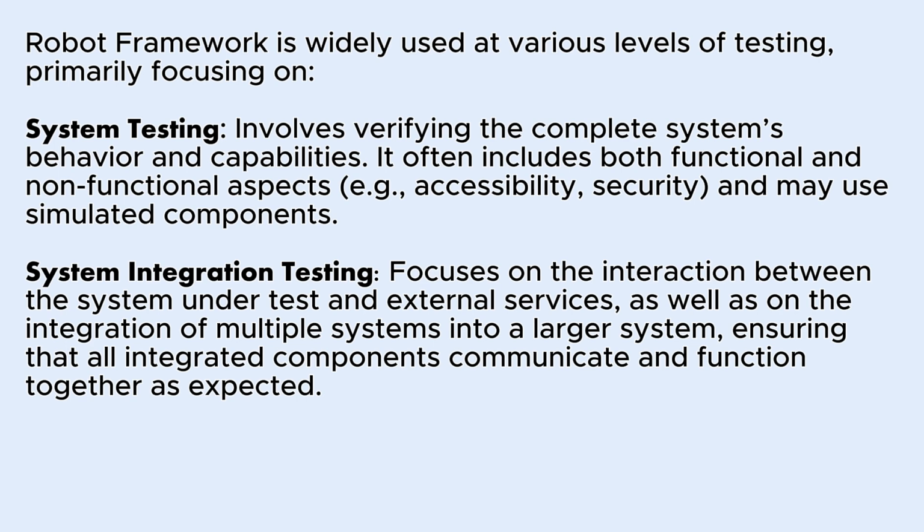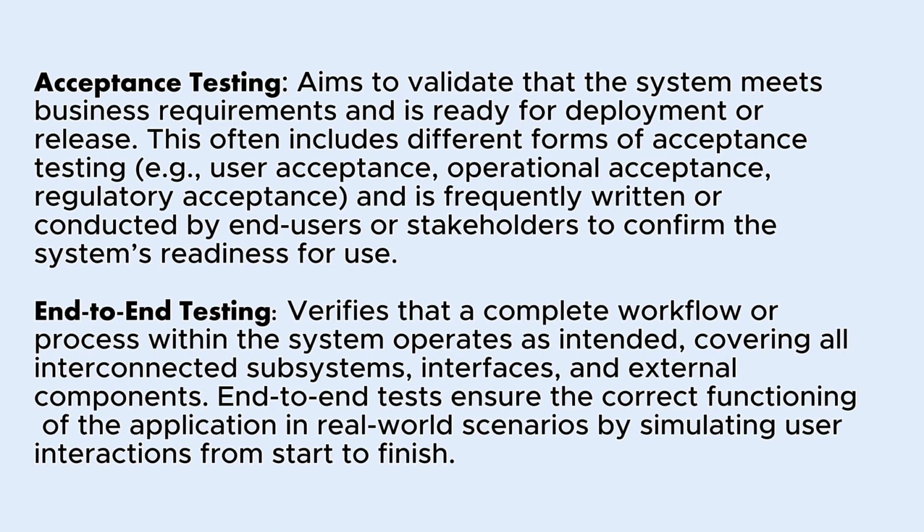Then we move on to acceptance testing. And acceptance testing is crucial. This is where we validate whether the system actually meets those business needs, if it's truly ready to be deployed. And acceptance testing can take many forms. There's user acceptance testing, where the intended users actually get to try it out to see if it meets their needs. Operational acceptance testing to ensure that it can actually be run and maintained effectively in a real-world environment. And even regulatory acceptance testing to ensure compliance with all those rules and regulations that might apply.